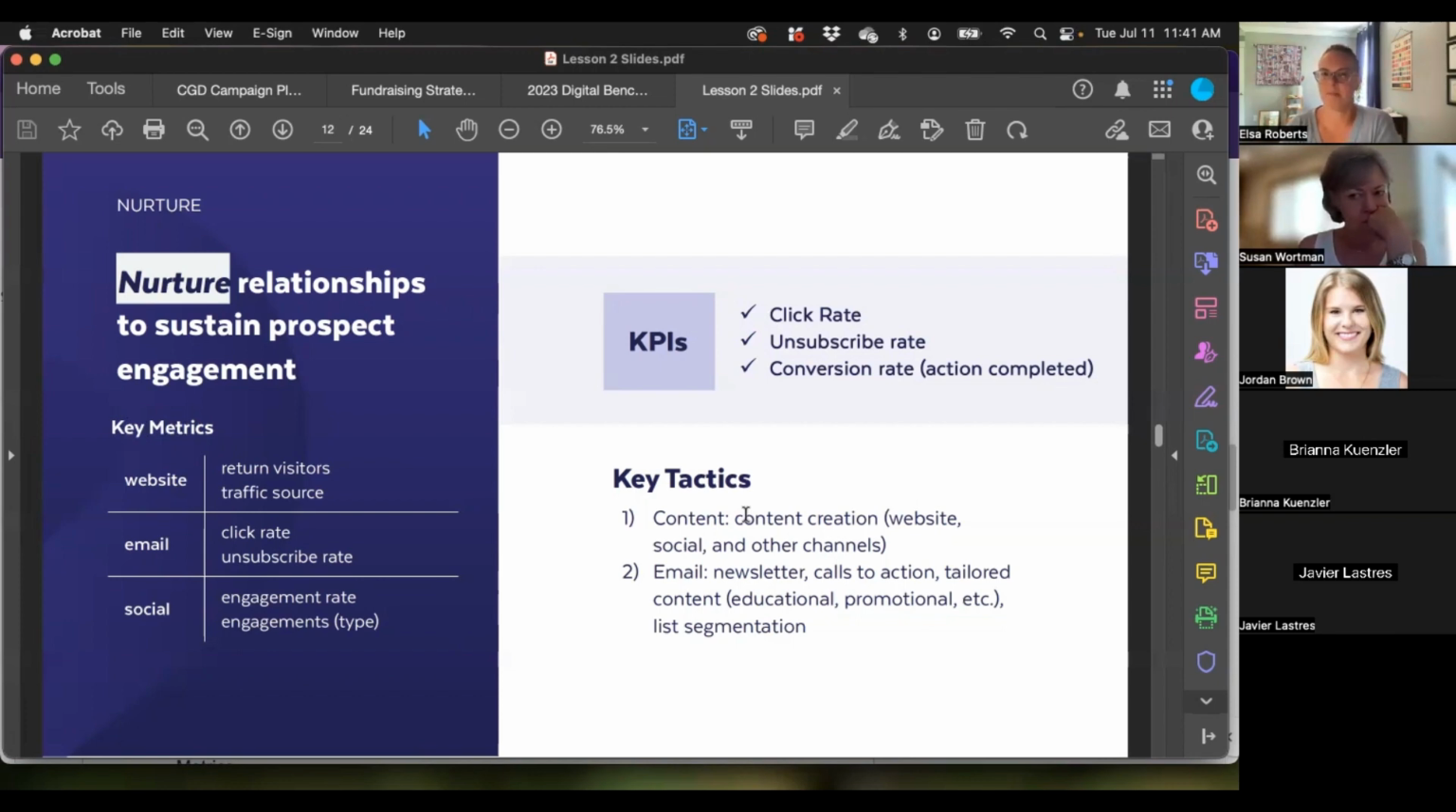Can you tell me what it is that your organization does? What kind of work are you doing? What kind of content do you already have created?